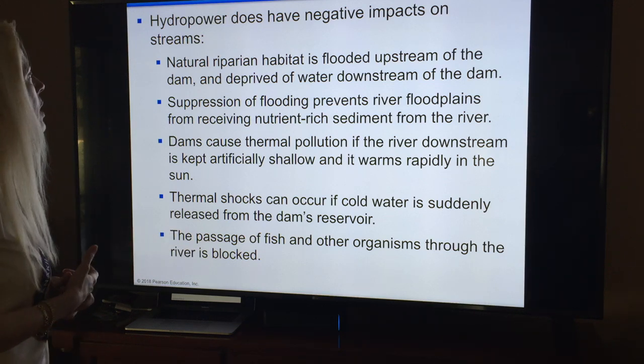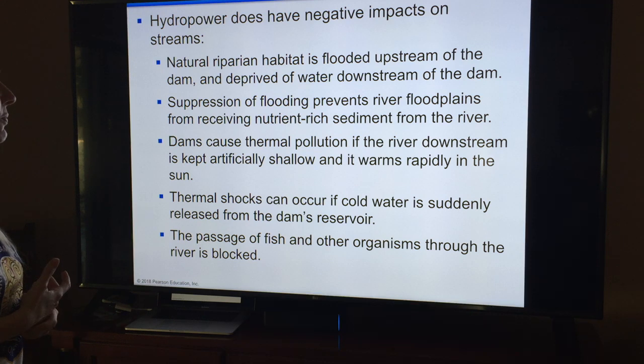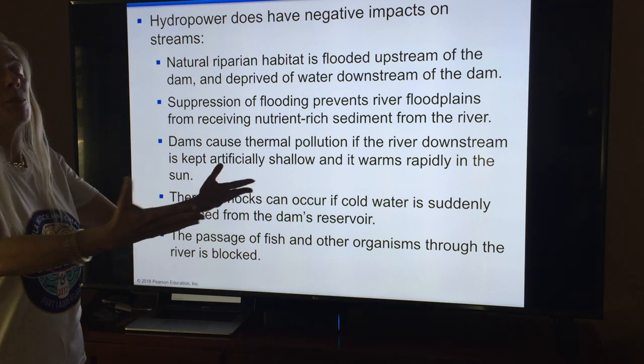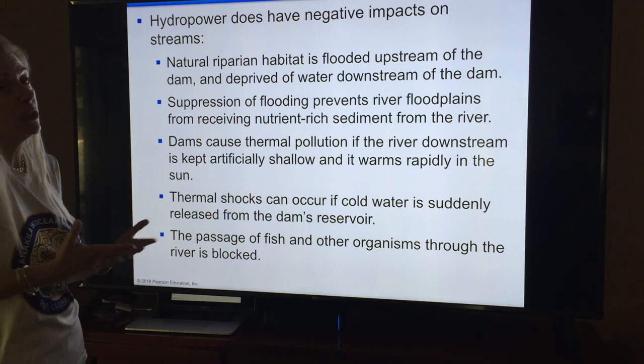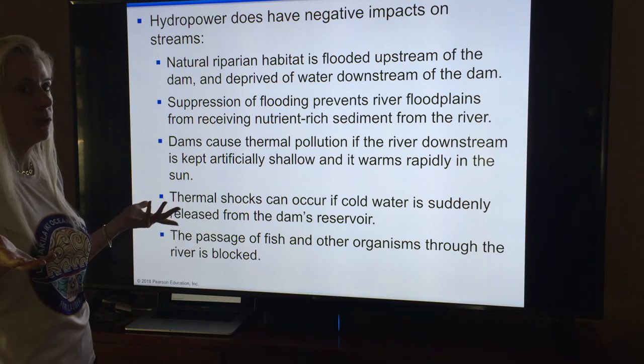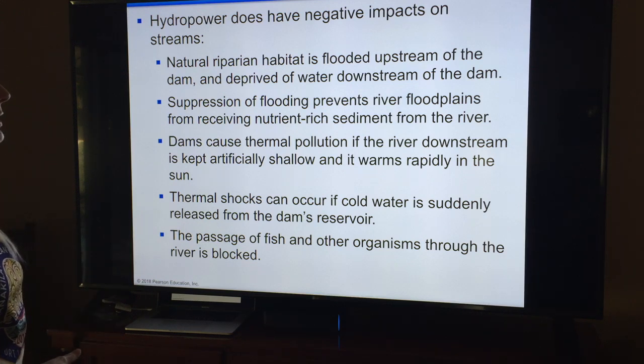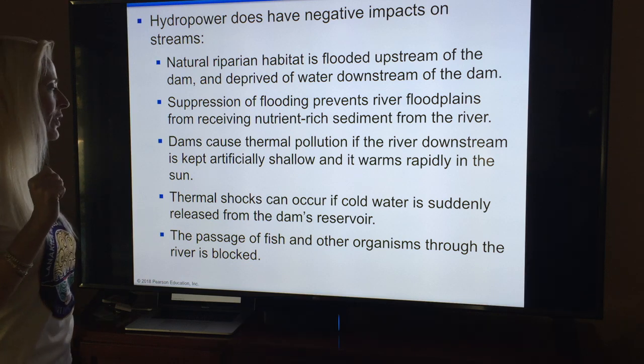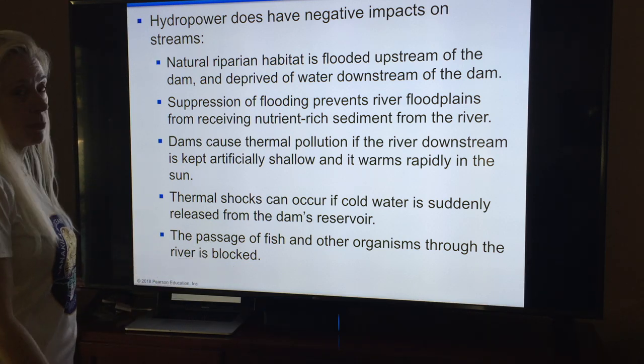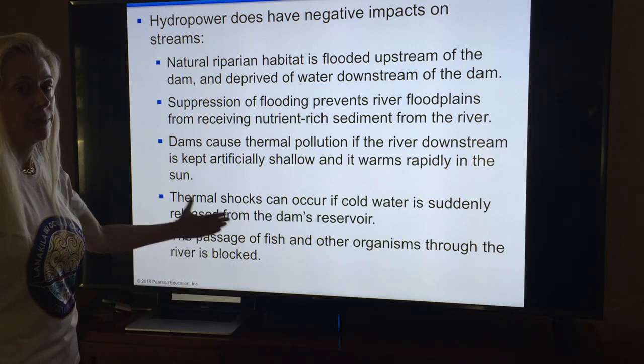Suppression of flooding prevents river floodplains from receiving nutrient-rich sediment from the river. That's why most agriculture used to be near a river, because it used to flood, but then we get all upset about that because our houses get all wet. Dams cause thermal pollution if the river downstream is kept artificially shallow and it warms rapidly in the sun. Thermal shocks can occur if cold water is suddenly released, and the passage of fish and other organisms through the river is blocked. There's a big one for me.